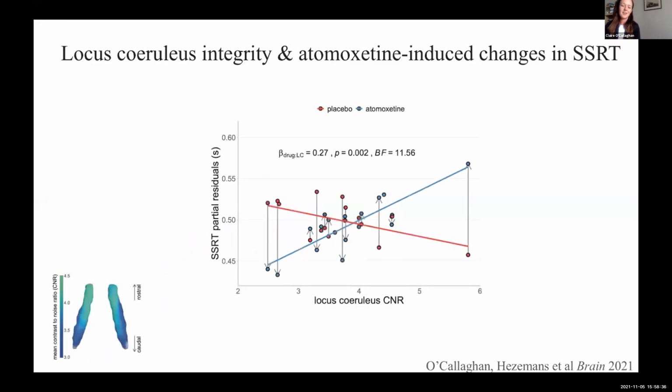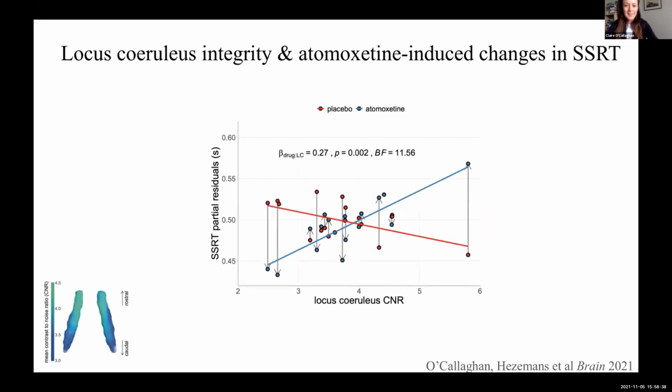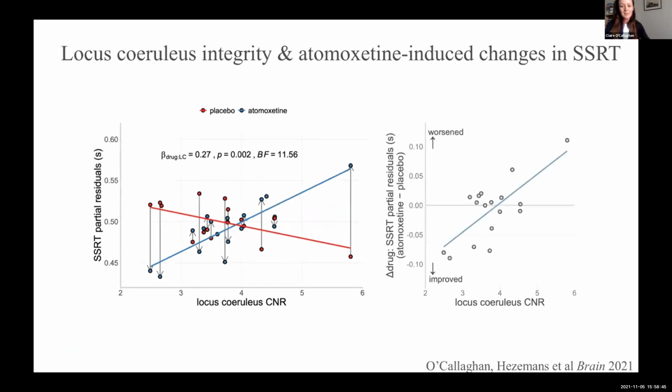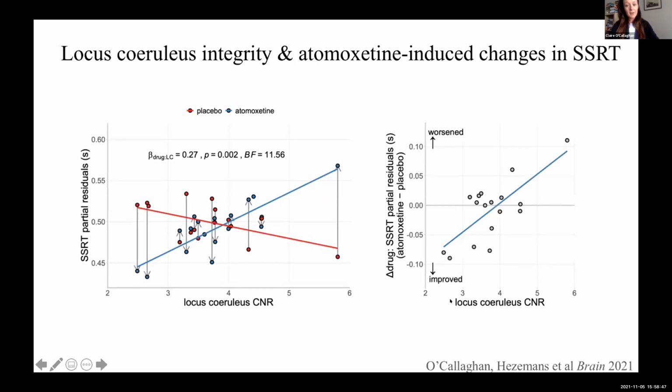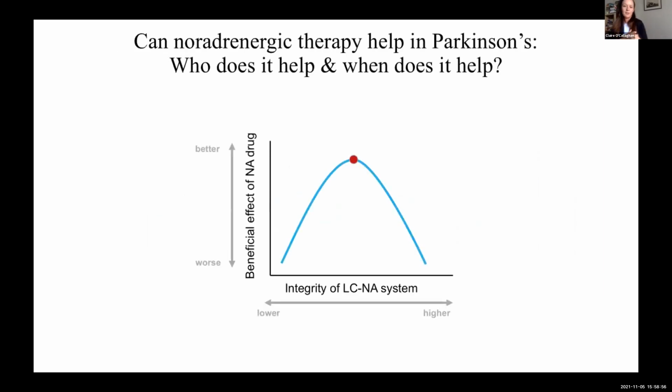And indeed it did. So we found that there was an interaction where, to unpack it in more detail, people who had a more impaired locus coeruleus, when we gave them the drug, they improved much more than the people on placebo. So this was able to give us a really important clue that in intervening with a noradrenergic drug in Parkinson's, there may be a particular sweet spot where impairment of the locus coeruleus can determine whether you'll actually benefit from the drug itself.